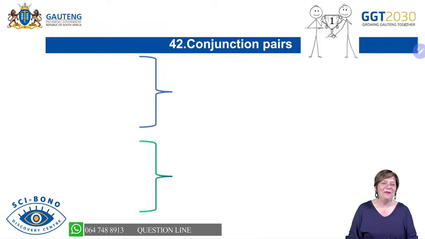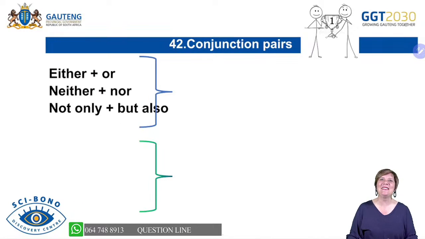Now, we love asking what we call conjunction pairs. But sometimes we're a bit sneaky and we only give you part of the conjunction pair, or only the first part. Let's see. We love telling you to start a sentence with either, but then we don't tell you that you need or as well. Neither nor. Not only, but also. These are what we call conjunction pairs, and they have to work together.